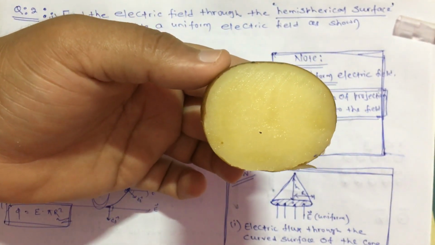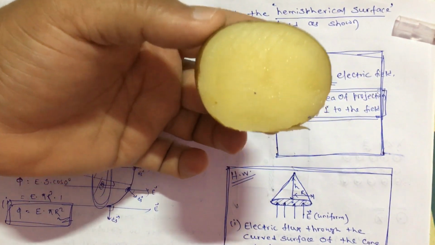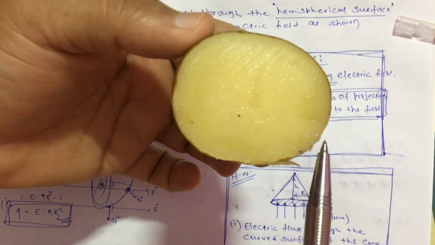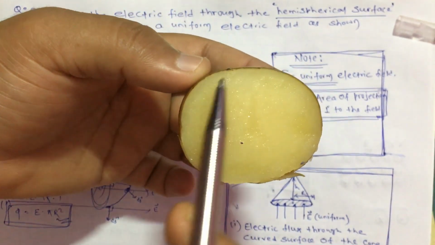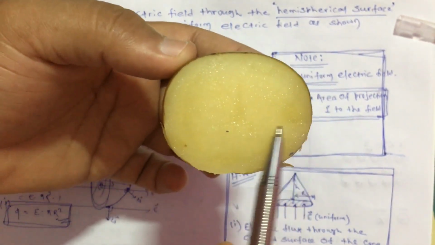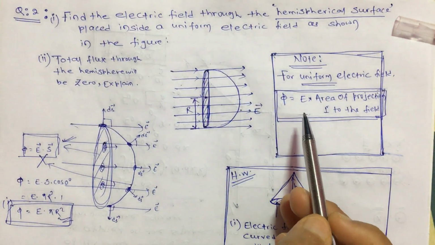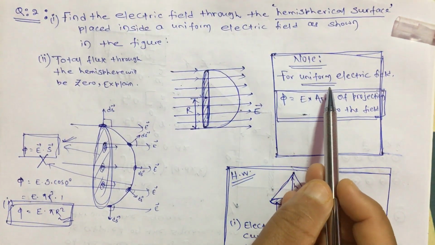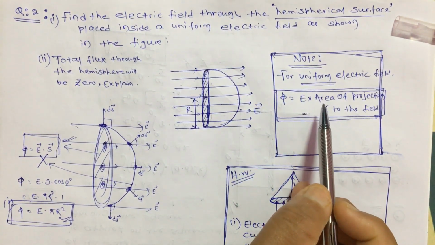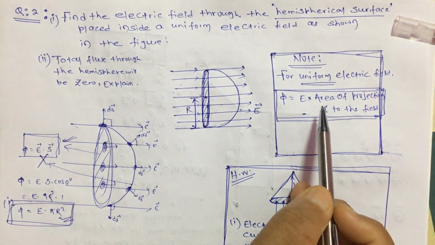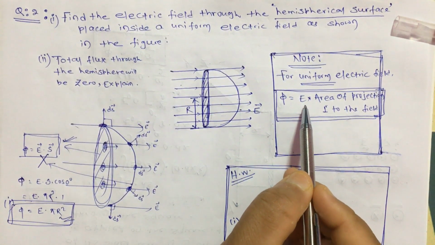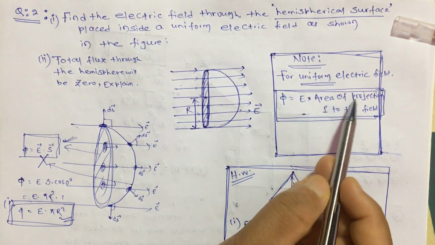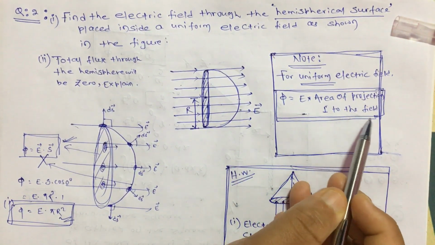Is it clear? So, whenever it is asked to find the electric flux through this surface, you can find the electric flux through this flat surface. That is what is written here. It is written for any uniform electric field. Remember, you can only use this formula if the field is uniform. For a uniform electric field, flux can be given by the magnitude of the electric field, E, into the area of projection perpendicular to the field.